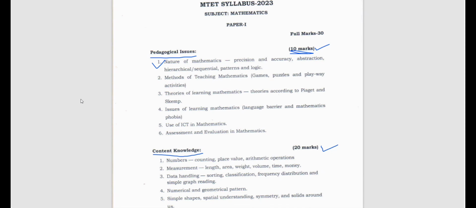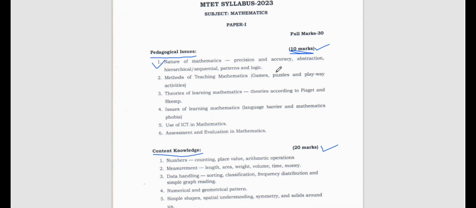We shall study here what is the nature of mathematics. When we talk about mathematics, we want to be very, very precise. We want it to be very, very accurate. Then abstract thinking should be developed. Then hierarchical or sequential order, from ascending to descending order, from smaller to bigger. How do we arrange things in sequence? Those things we have to see.